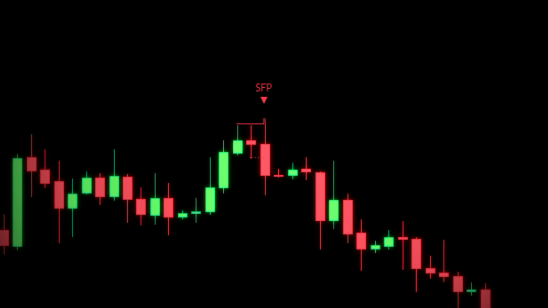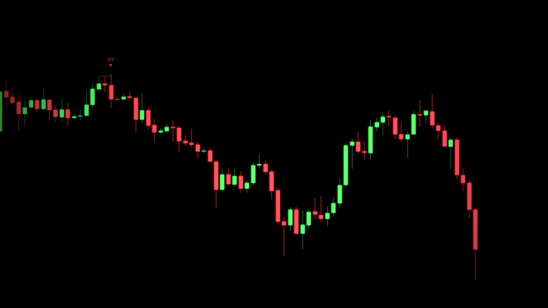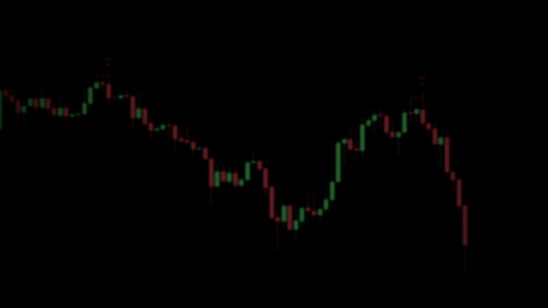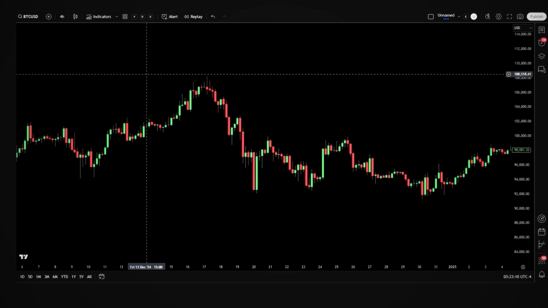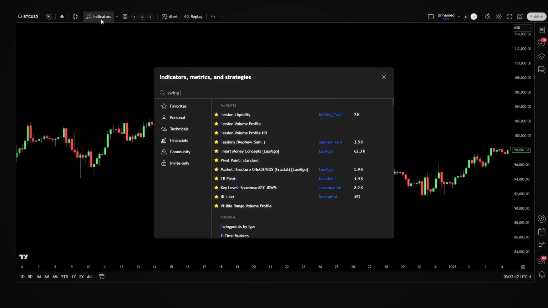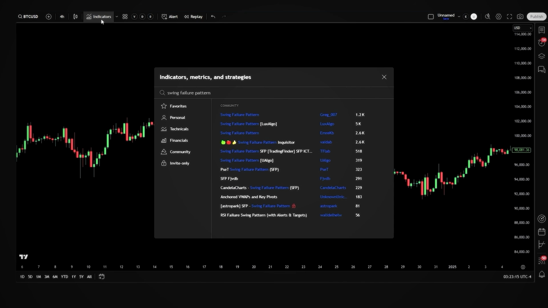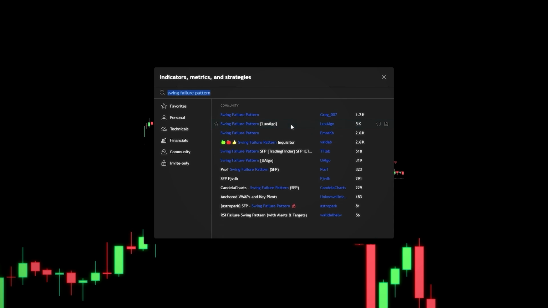So here's the neat part. There's actually an indicator that can help you spot this pattern. And the best thing about it, it's completely free. So head over to tradingview.com. Once you're there, head over to the indicator section, search for swing failure pattern, and make sure it's the one by LuxAlgo. This indicator will take care of everything for you.